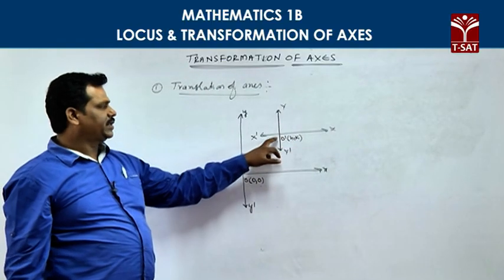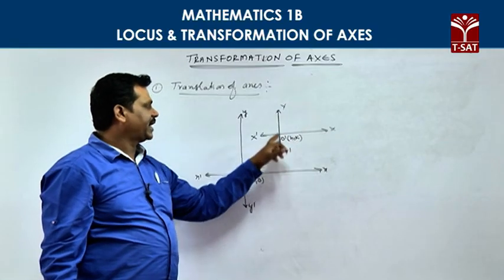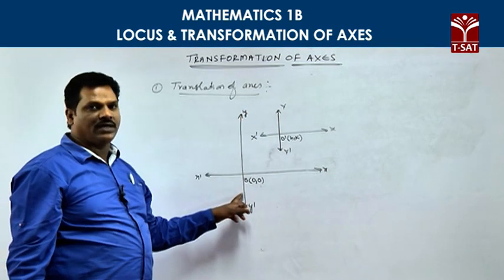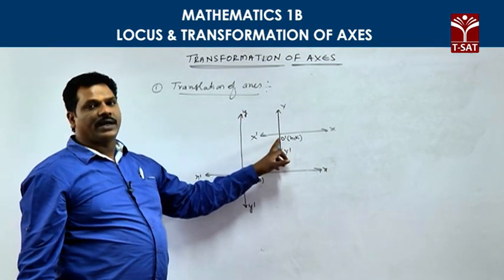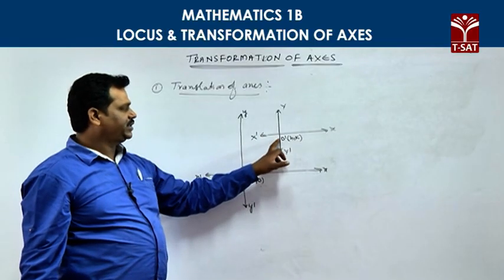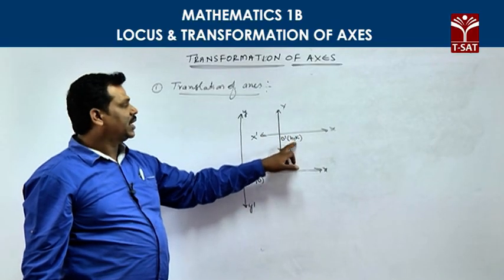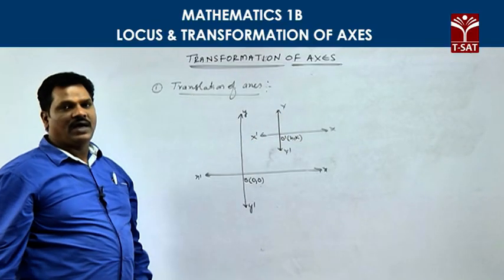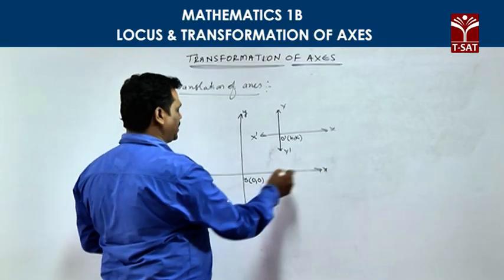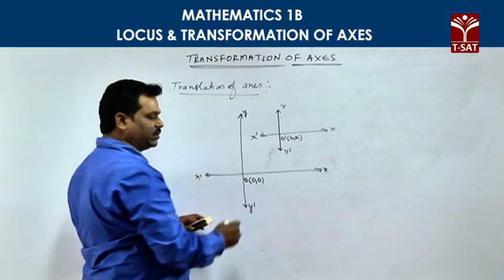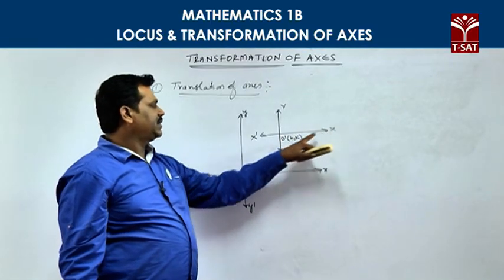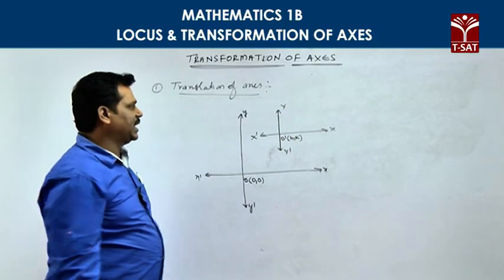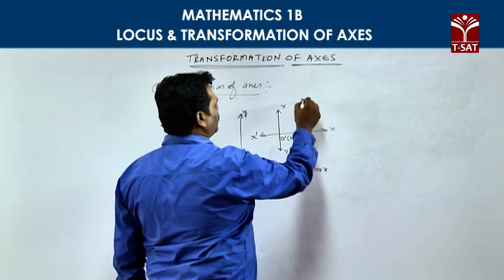Here, the origin is shifted to another point without changing the direction of axis. This line is parallel to this line and this line is parallel to this line. No changes here, but the origin is shifted to another point. If the origin is shifted to another point without changing the directions of the axis, then that transformation is called translation of axis. For example, X'OX and Y'OY are the original axis, and X O' X' and Y O' Y' are the new axis.